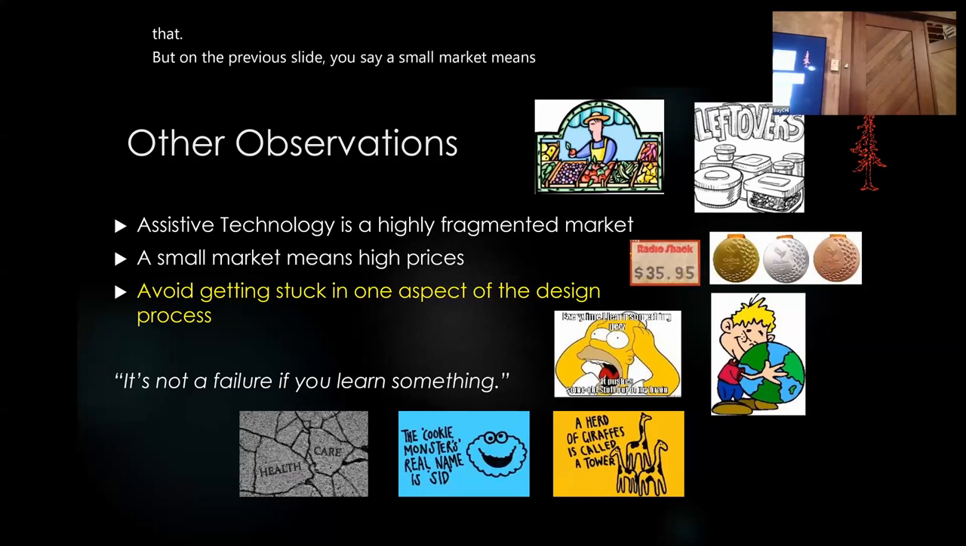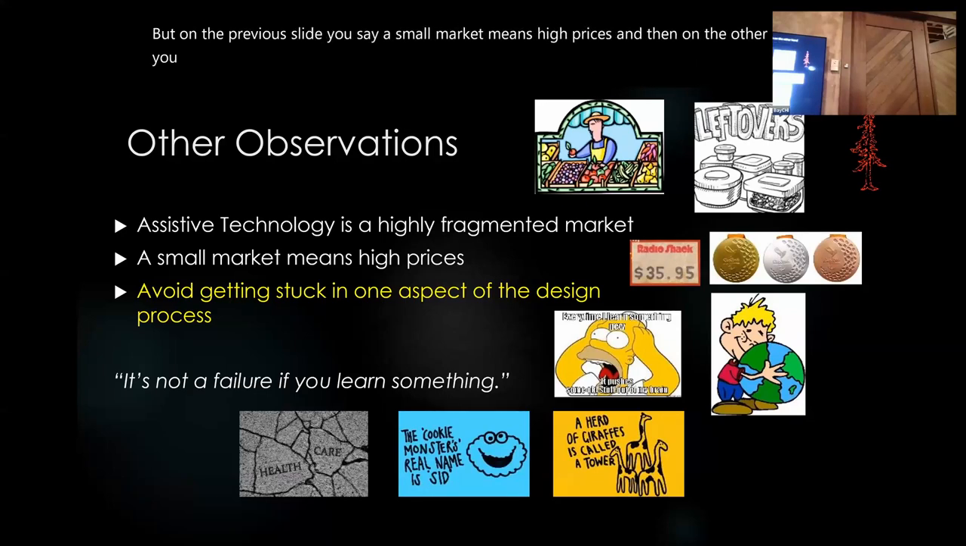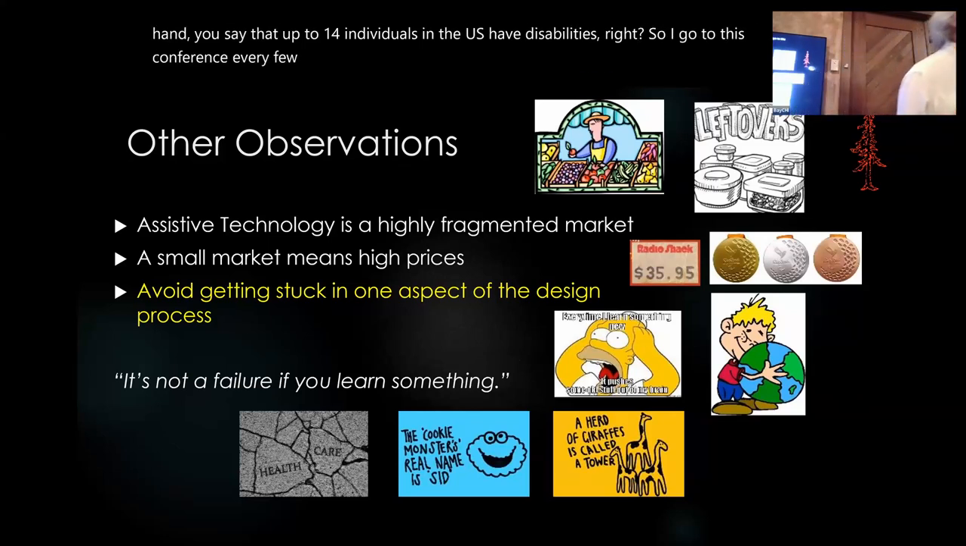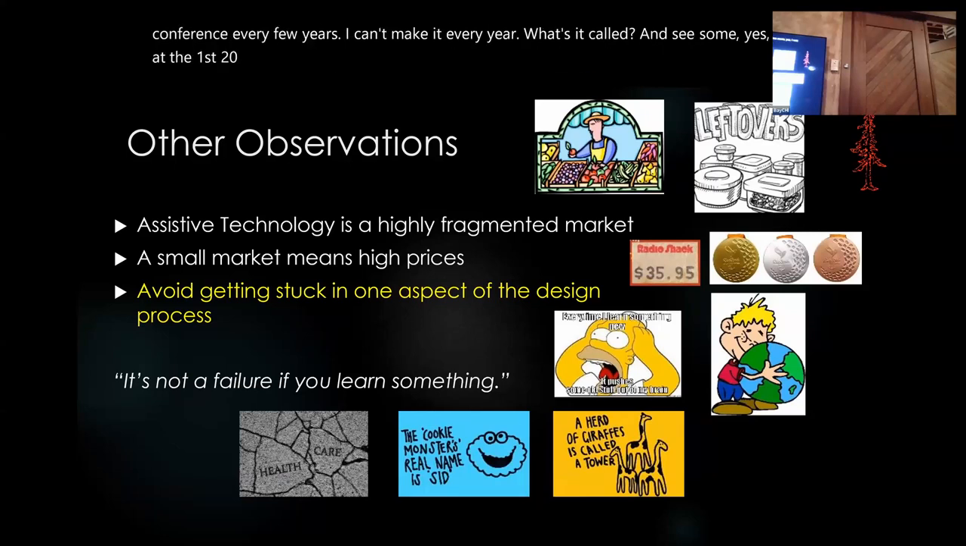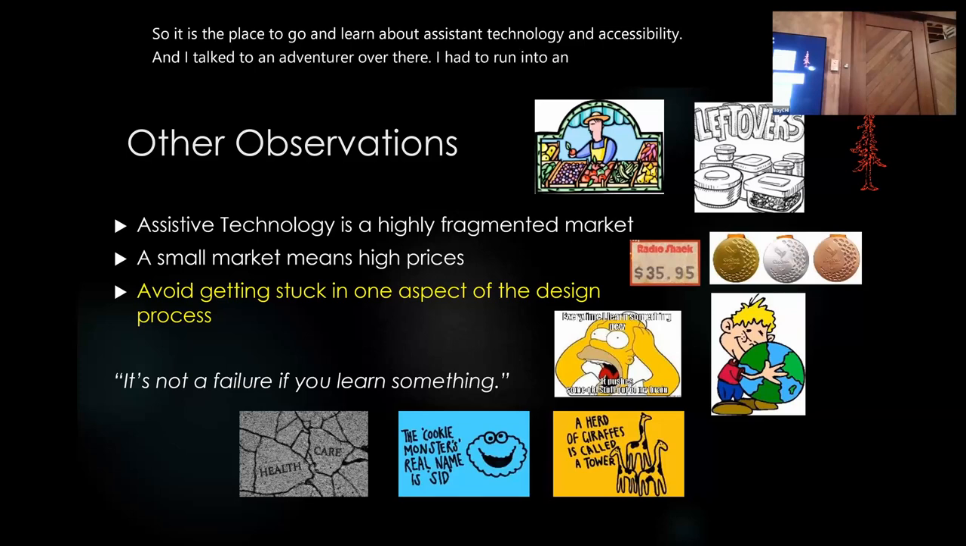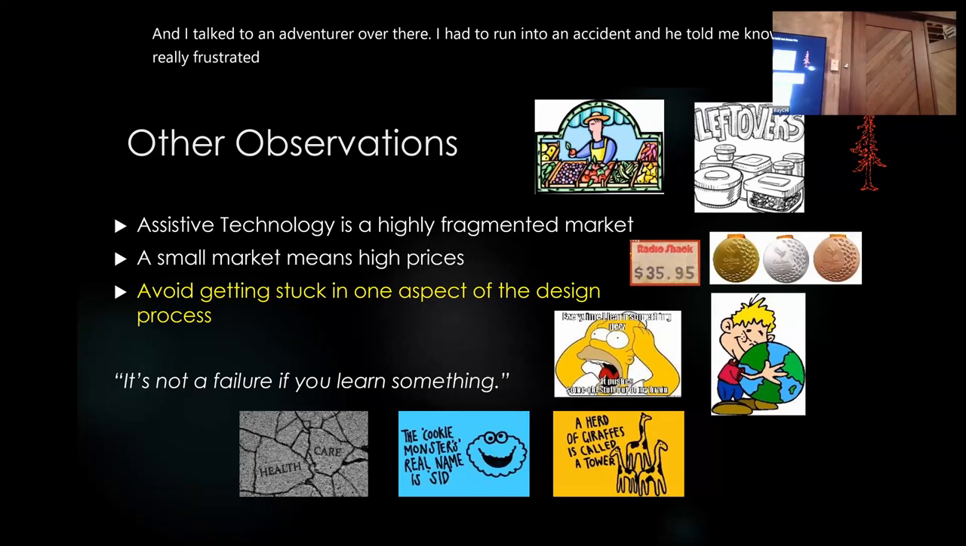And then on the other hand, you say that up to 1 in 4 individuals in the U.S. have disabilities. Right. So I go to this conference every few years. I can't make it every year. What's it called? At CSUN. Yes, Northridge. I was at the first 25 of them. Exactly. It is the place to go and learn about assistive technology and accessibility. And I talked to an inventor over there. I had run into him accidentally. He told me, I'm really frustrated because the assistive technology is really amazing, but the people who have disabilities are usually underemployed. They cannot afford it. The prices are too high.